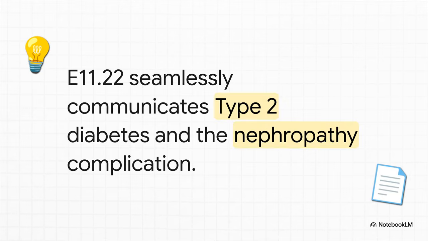Here's a perfect example of this in action, E11.22. This brilliantly illustrates how a single code seamlessly communicates both the type 2 diabetes and the nephropathy complication directly to the payer. It's so efficient. But as a quick side note, remember that the guidelines also state that for chronic kidney disease, you'll still need an additional code from the N18 category to specify the exact stage of the CKD. When you stack these codes correctly, you're painting an absolute masterpiece of clinical accuracy.